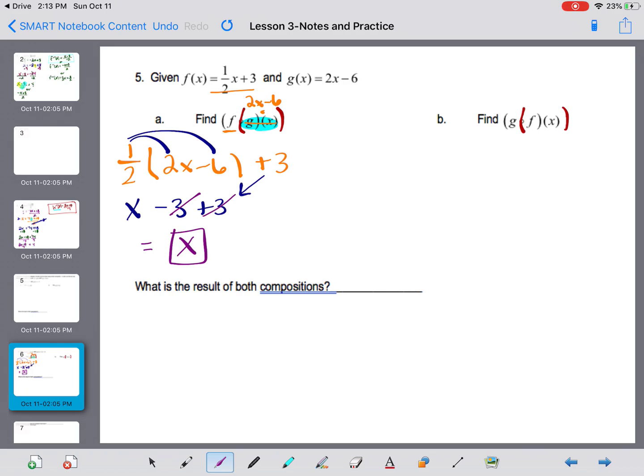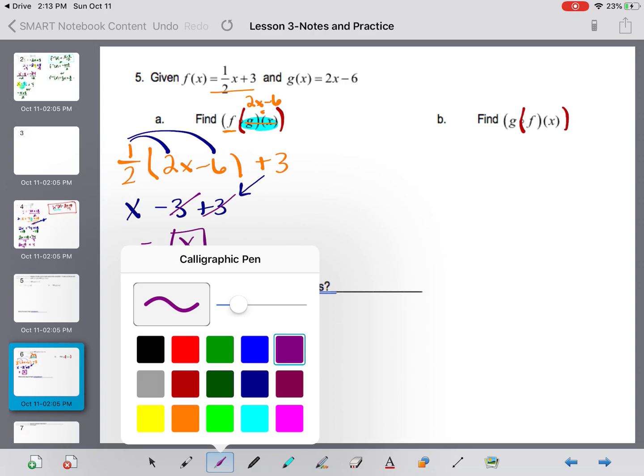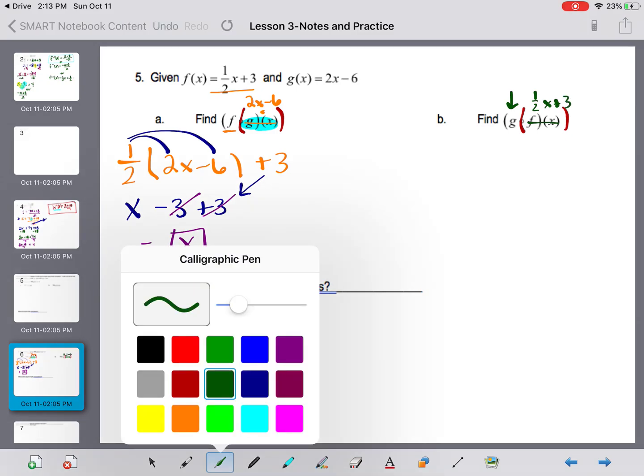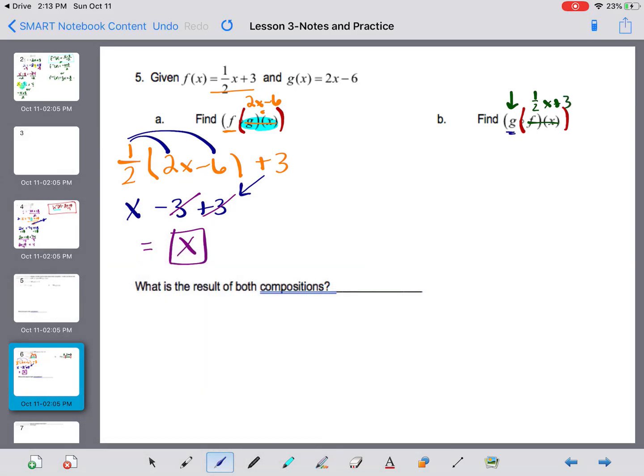Now, we are going to do the same thing with b, except flip-flop the functions. Now, g's on the outside, and the f function's on the inside. So the f function is 1/2 x plus 3. So I'm going to write the g function, because again, that's what's on the outside, exactly how it is, but where there's an x, I put parentheses. Whatever's on the inside here is on the inside here.